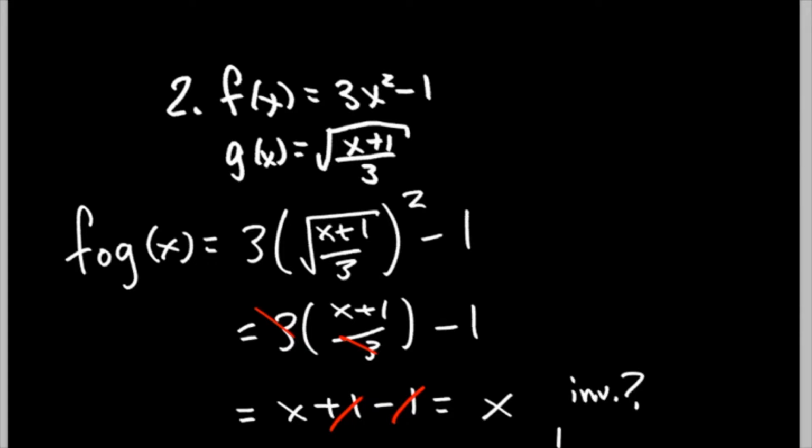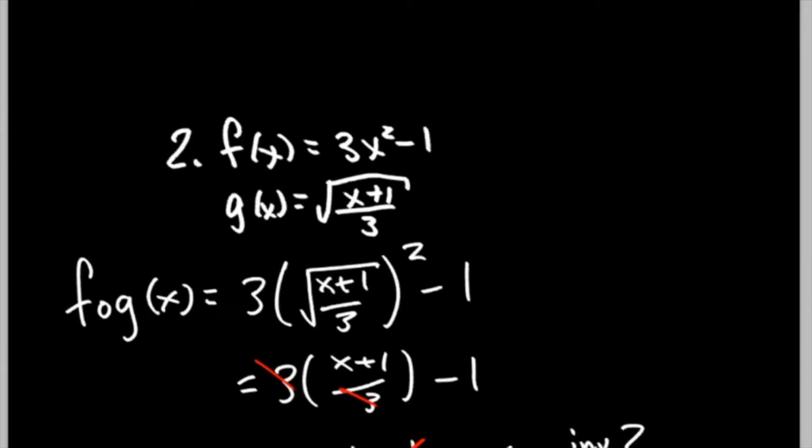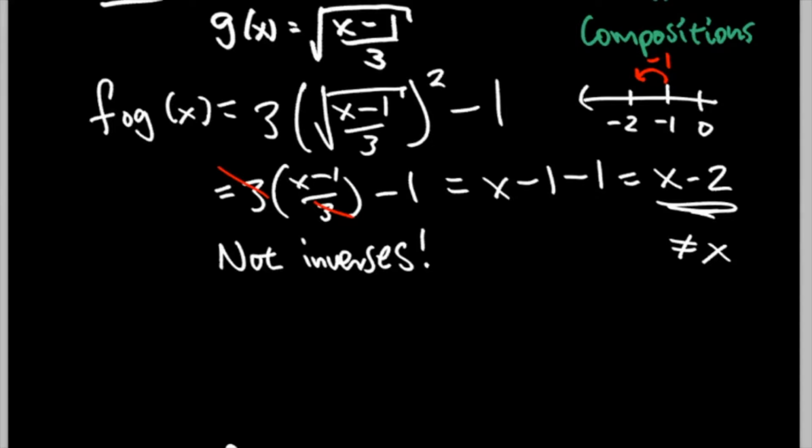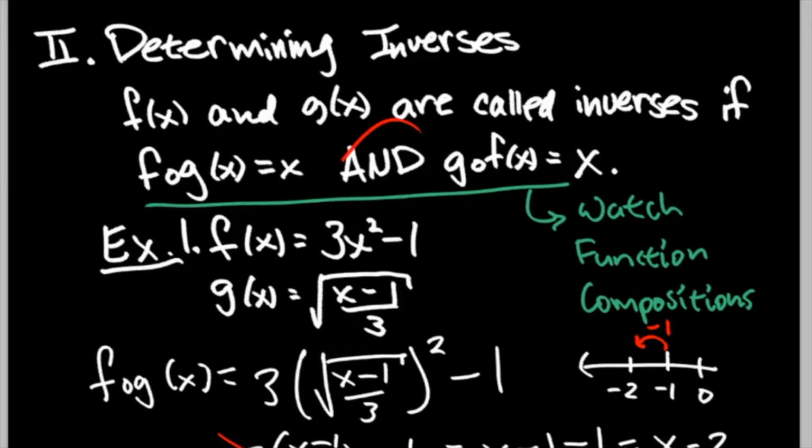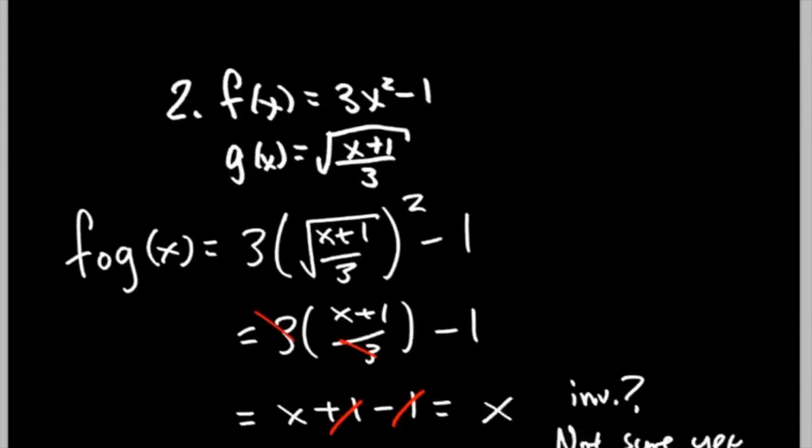Question, inverses? Not sure yet. We have to check the other way as well. Because remember, in the definition, there's this word. This word is and. And means that both have to be true. Otherwise, we can't conclude anything.